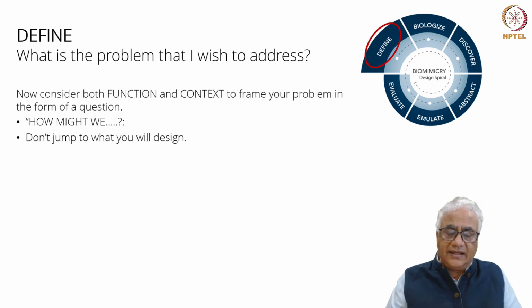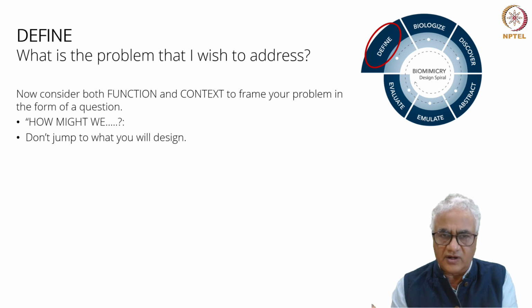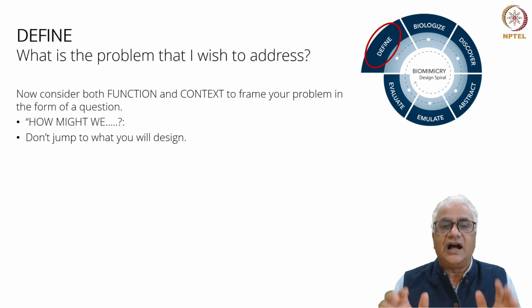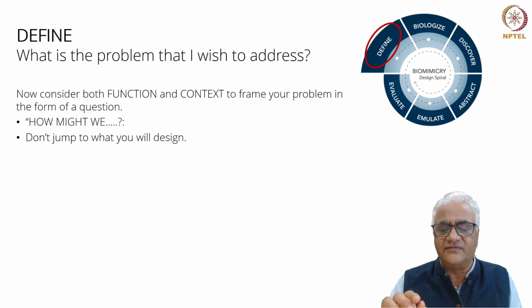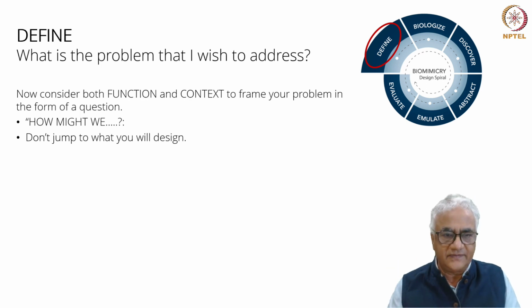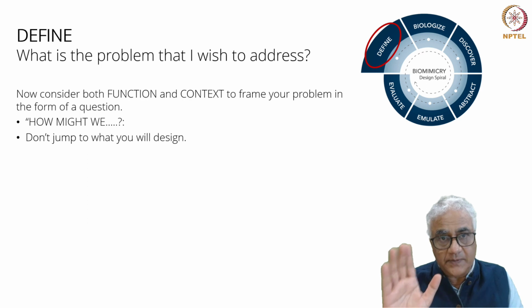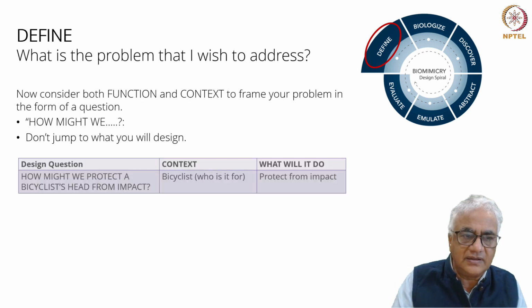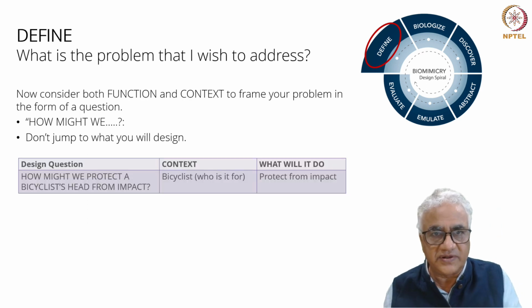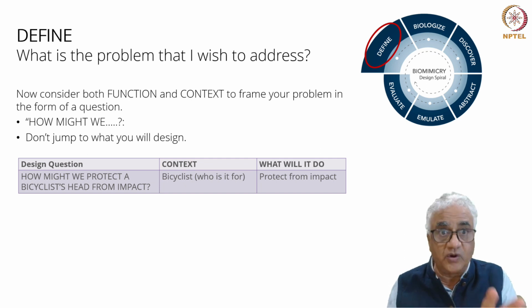Now, and then you have the function, you know what you want your design to do. You have the context, who it is for, in what conditions, and then you say, how might we? You start with the three words, how might we? Right? You just keep it like that. Let's see what happens. So therefore, look at the design question you have framed. How might we protect a bicyclist's head from impact? That is what you want to do.